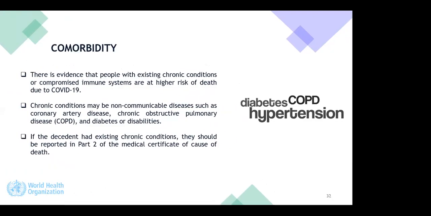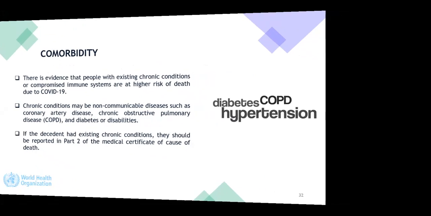Now, the comorbidities. We know that the severity of COVID is associated with existing comorbidities. So there's evidence that many people with existing chronic conditions tend to have the severe form and also tend to die. So that information should actually be captured as well.